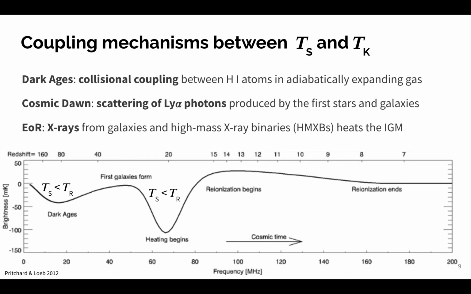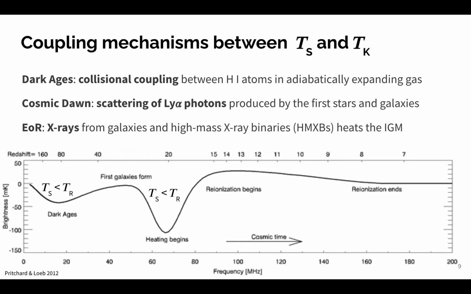And so due to that coupling, the spin temperature is coupled again to the gas, and the gas is again cooling. It's cooler than the background because it's adiabatically expanding still. And so there's another absorption trough that occurs. And then at the bottom of that trough is when X-rays produced by these first stars and galaxies become important, and that begins to heat the intergalactic medium and raise that spin temperature because it's still coupled with the gas back to the background temperature.